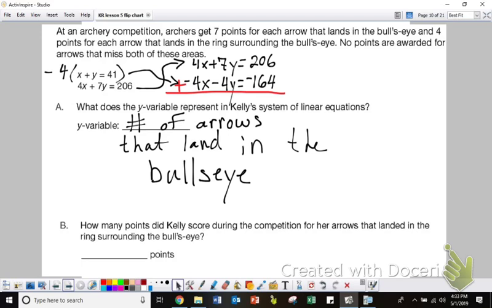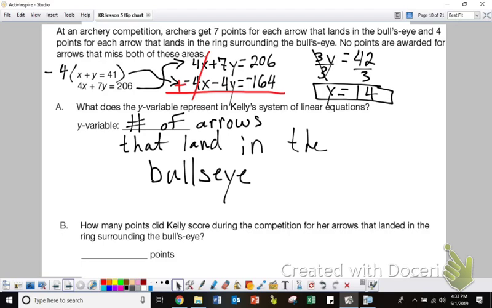Now, the trick here is, because this is elimination, I want to be able to eliminate a variable. In this case, I chose the x's. So these x's, when I add them together, they're going to cancel. So then I have my 7 minus 4, so I have 3y, and then that's going to be equal to 206 minus 164, which is 42. Okay. Then I just need to go ahead and divide both sides by 3, and I'll get y is equal to 14.